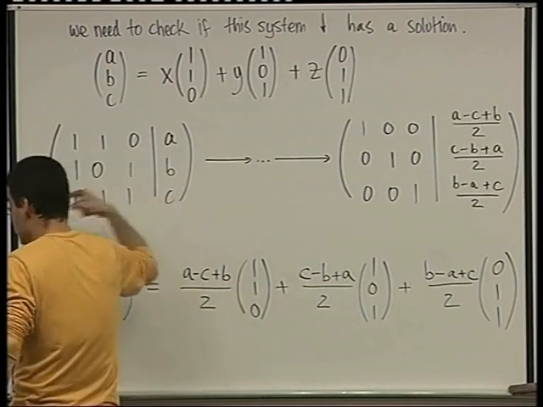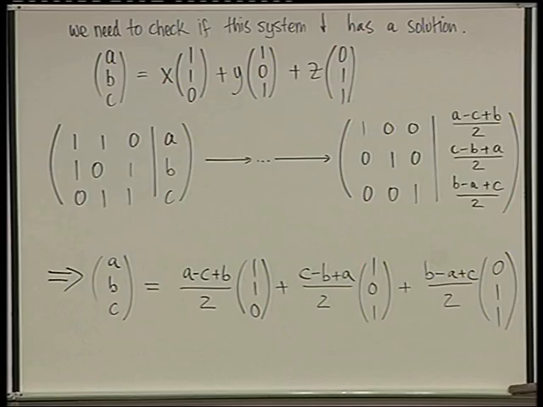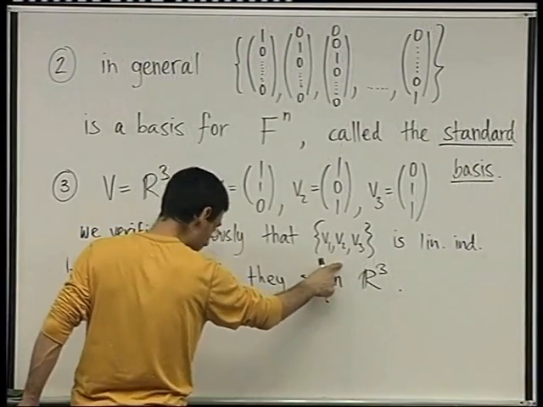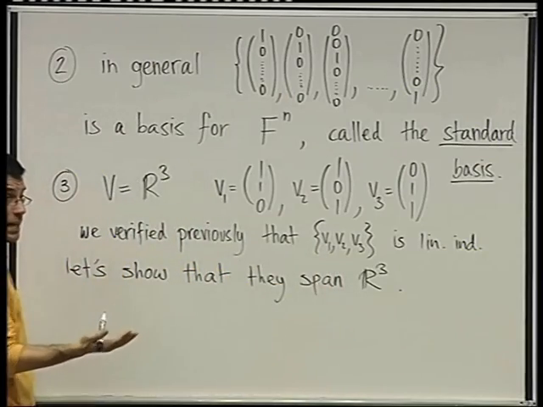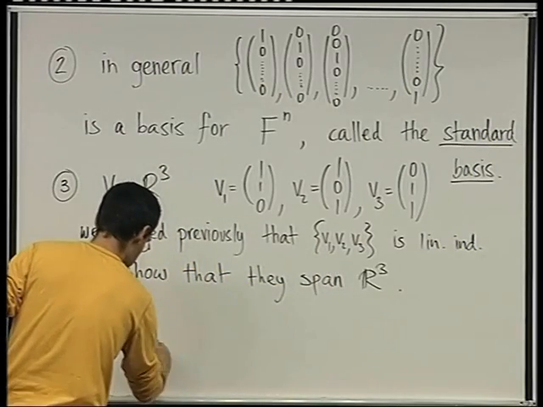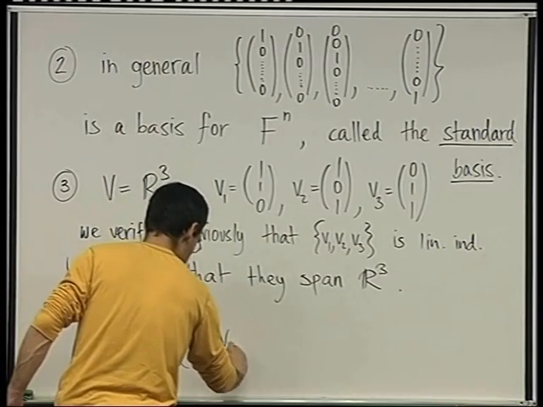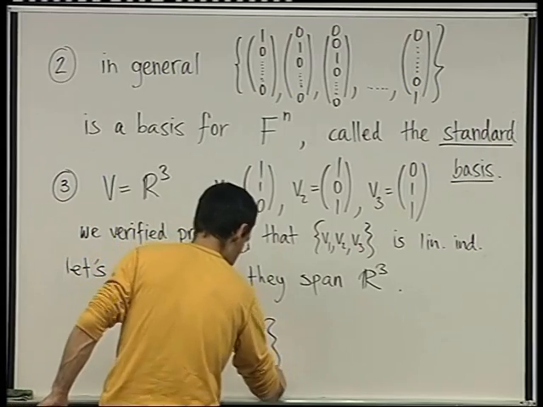So, let's go back to the previous board. We verified previously that this is a linearly independent set. We just showed that they span everything. So this set of 3 vectors, v1, v2, and v3, is a basis.